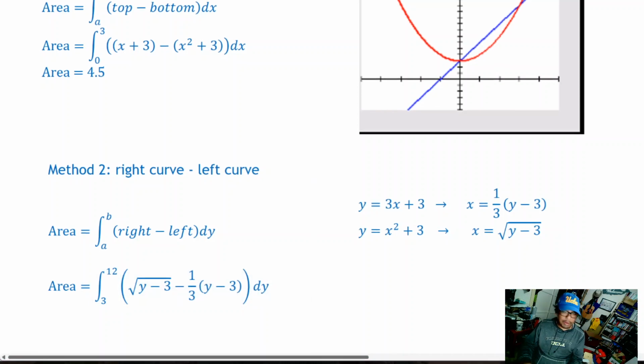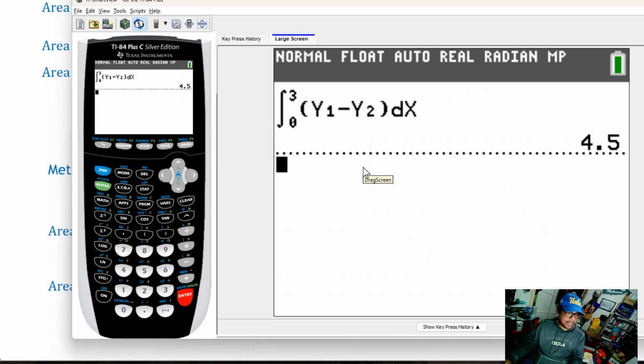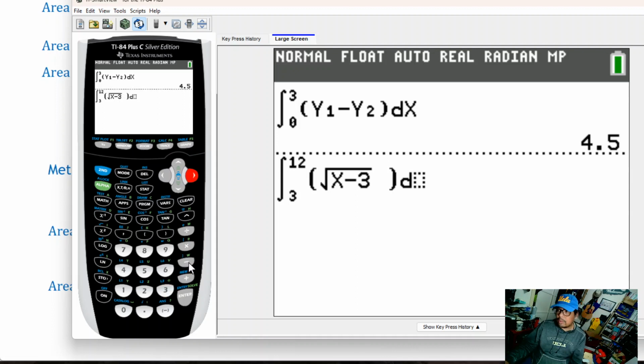Let's grab our calculator and figure this all out now. Let's see, we're going to do the integral from 3 to 12. The first curve, that's the square root of y minus 3. I'm going to use x instead of y just because it's a convenient button to hit, and it doesn't really matter if we use y or x.